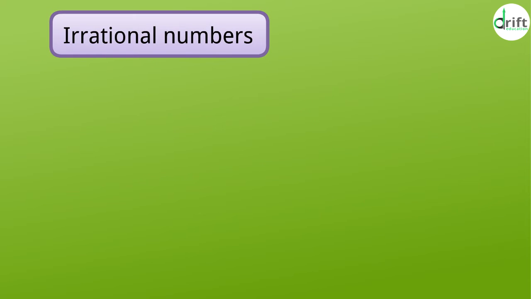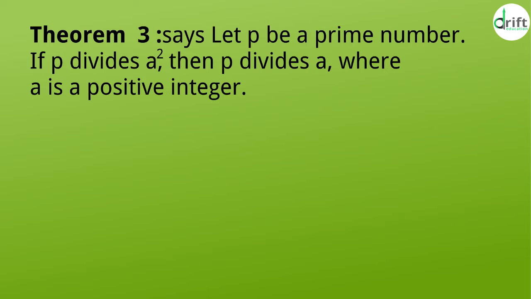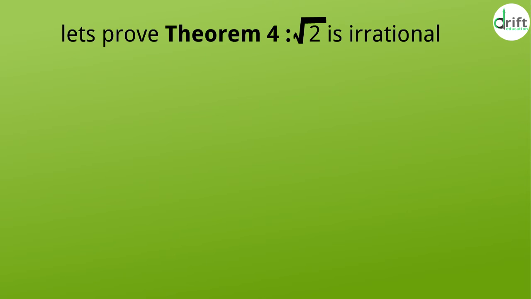Let's revisit irrational numbers. And here comes our third theorem. It says, let p be a prime number. If p divides a to the power 2, then p divides a, where a is a positive integer. Let's see how we will apply this theorem. For example, let's prove theorem number 4: root 2 is an irrational number.